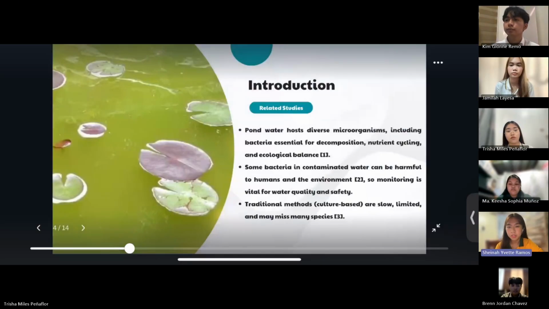For the introduction, as shown here, pond water actually has a lot of microorganisms like bacteria, algae, and protozoa. These bacteria are really important because they help in breaking down waste, cycling nutrients, and keeping the balance in aquatic environments. But when the water gets contaminated, like from sewage or agricultural waste, some bacteria can become harmful and affect both humans and the environment. That's why monitoring them is really important to make sure the water stays safe. Before, people mostly used traditional methods like culture-based testing to detect bacteria, but those methods are usually slow and can't detect all kinds of bacteria.